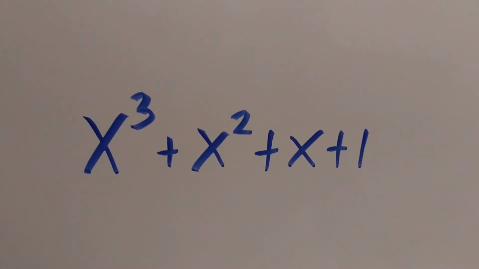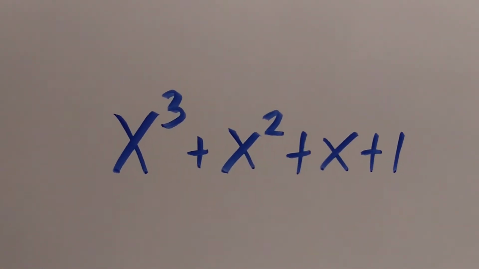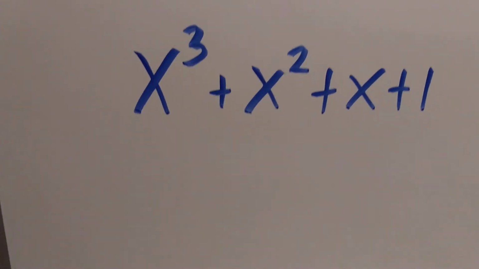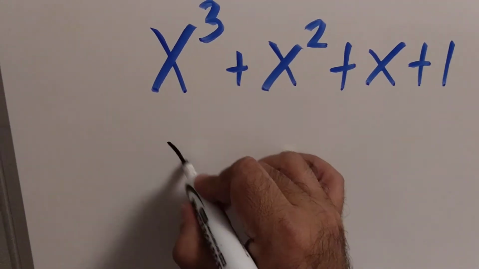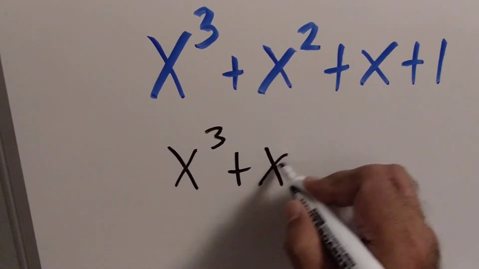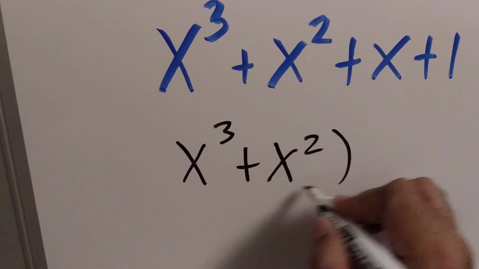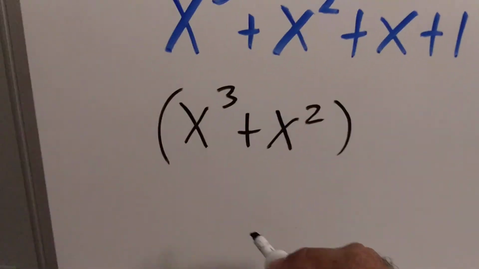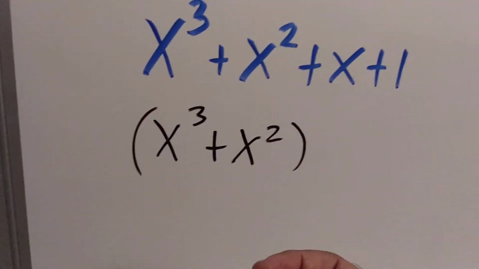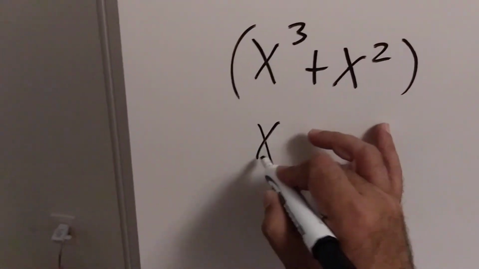Again, we're going to be looking at ways to factor this term here by grouping it. So what I would do, I would go ahead and group the x to the third plus x to the second as a single unit or a single group. And then the second one, I'm just going to group them together because there's nothing else to group it with. So we'll just keep it as x plus 1.